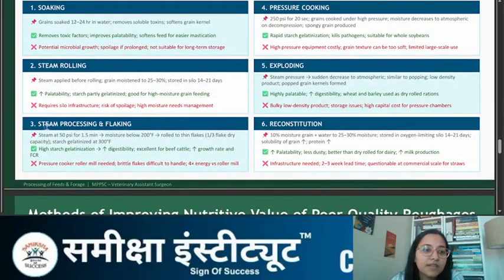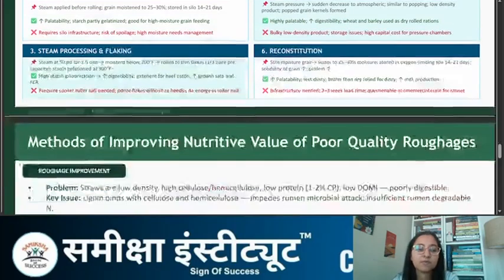Then steam processing and flaking. Steam at 50 psi pressure, as we just discussed. High starch gelatinization occurs, with improved digestibility. Pressure cookers and roller mills are required. Then reconstitution, which increases the moisture content. Again there will be an issue that the moisture content makes the grain susceptible to spoilage.